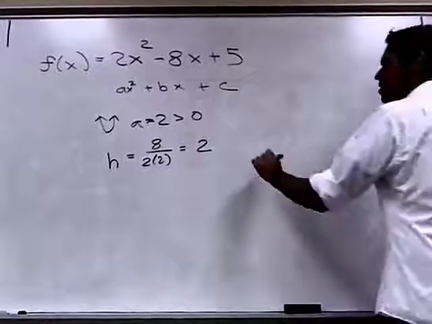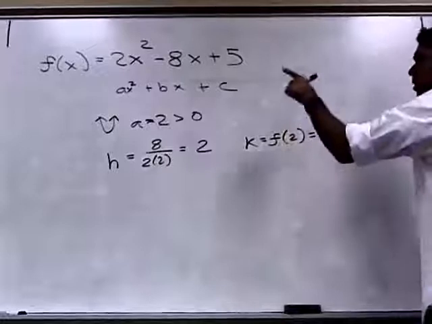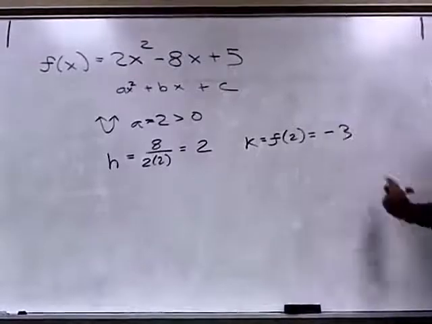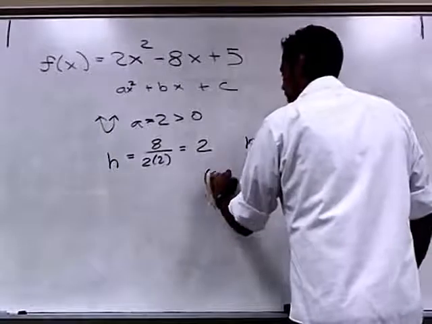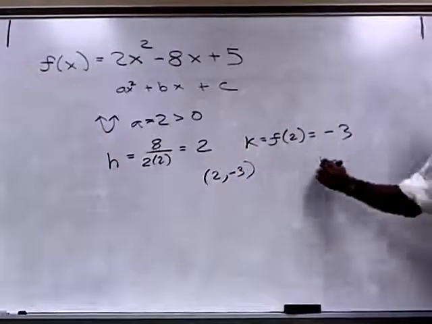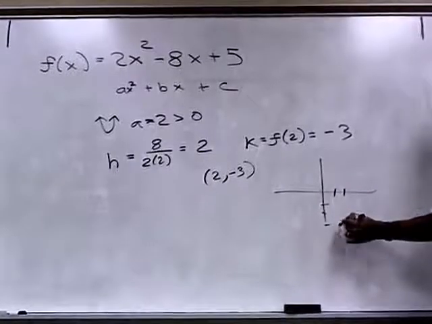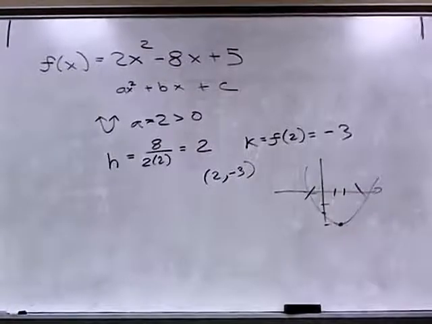Once we find out what h is, we find k. To get k, we plug that value of 2 into the function. If I plug 2 in there, I'll get 2 squared is 4, times 2 is 8, and then negative 8, so I think I get negative 3. So my vertex is the point 2, negative 3. Next step, quick sketch. Go out 2, go down 3. Vertex, it opens which way? Up. I do have 2 x-intercepts, right? So I have to go find them now.